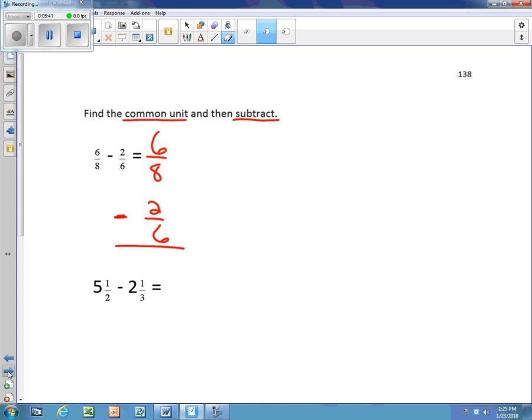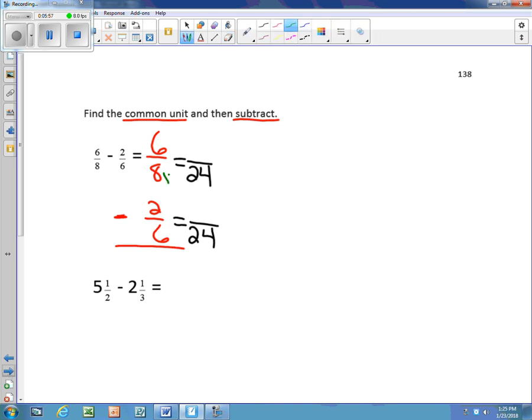And the very first thing we're going to do is find common denominators. Many of you like to find 48. We're going to use 24 because it's smaller. I'm not going all the way up to 48. There's no reason to, because then I will have to simplify.